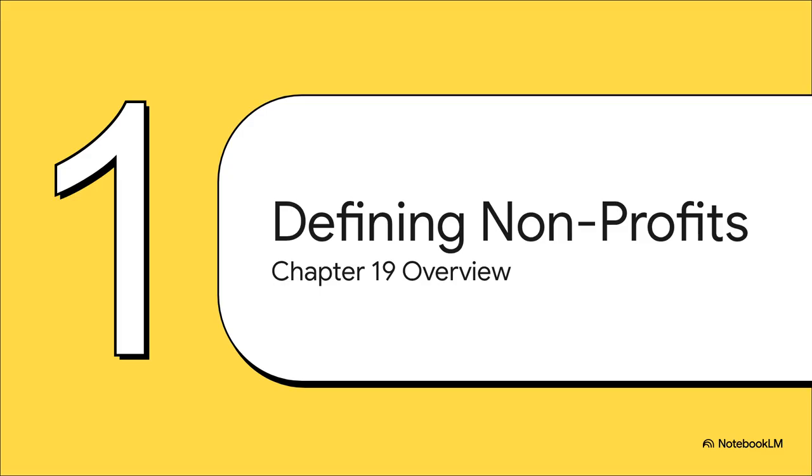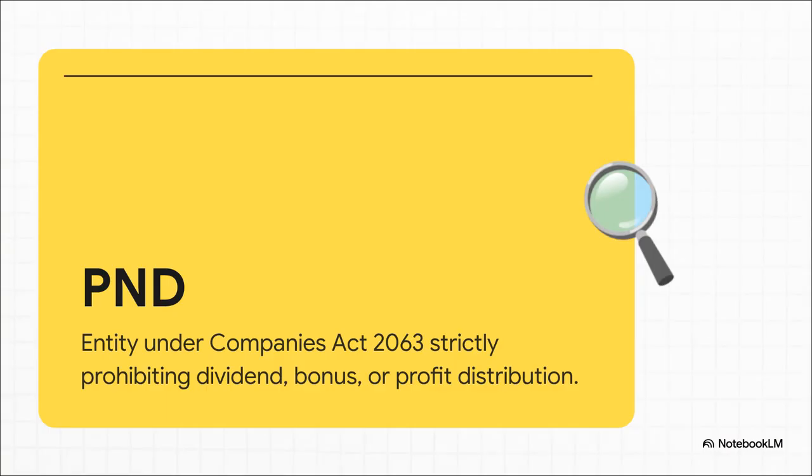Defining nonprofit companies. Okay, so under Chapter 19 of the Companies Act, specifically Sections 166 and 167, a PND operates with an absolute, hardline prohibition against distributing any profits, dividends, or bonuses to its members. The money literally stays locked inside to serve the mission. Now, if you're an auditor, this is rule number 1, right? Any leak of capital back to the founders is an immediate, glaring red flag.